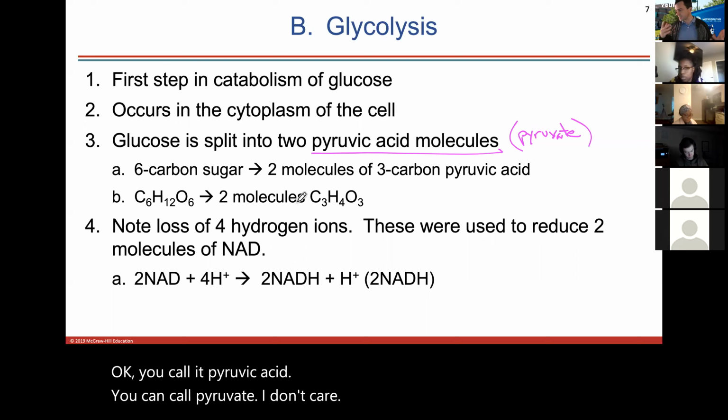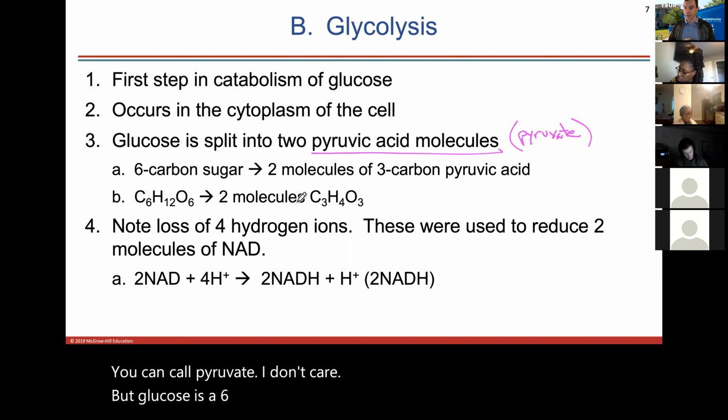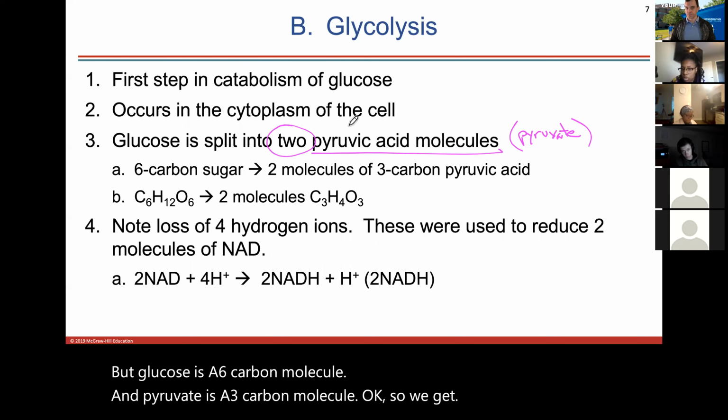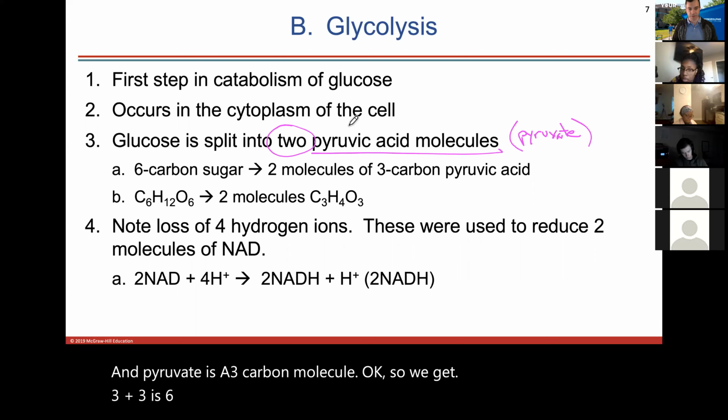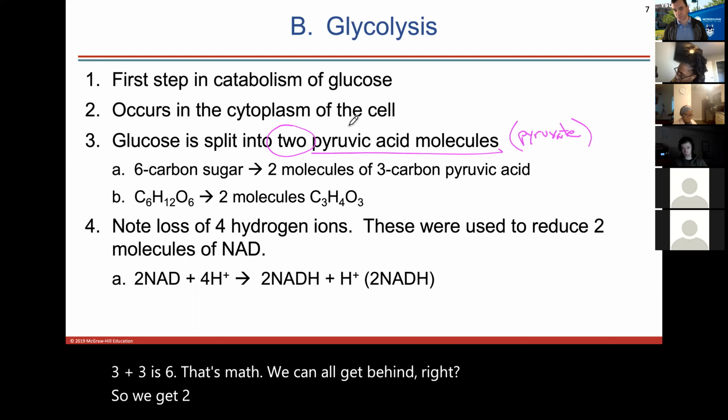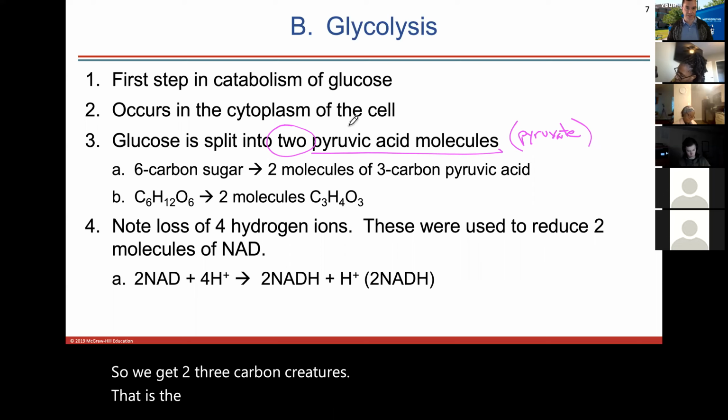But glucose is a 6-carbon molecule, and pyruvate is a 3-carbon molecule. Okay. So we get 3 plus 3 is 6. That's math we can all get behind, right? So we get 2 3-carbon creatures. That is the end goal of glycolysis, to convert glucose into pyruvate.